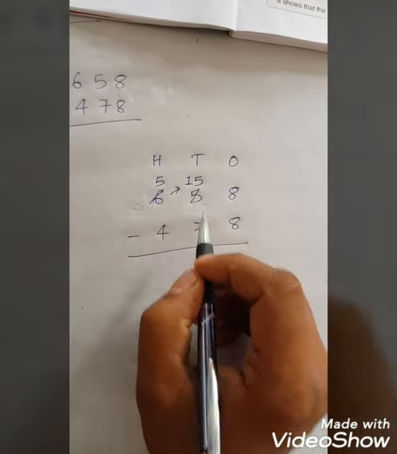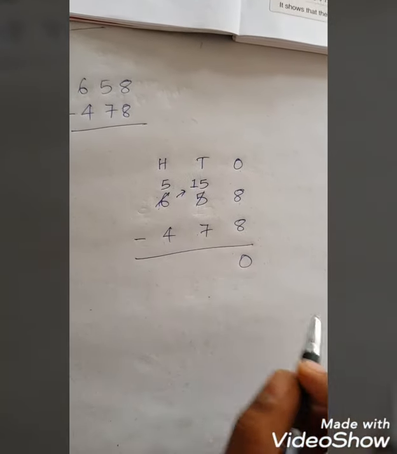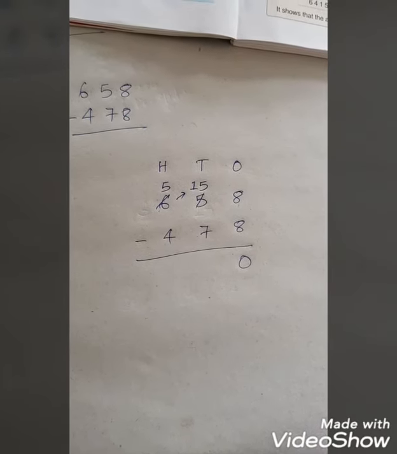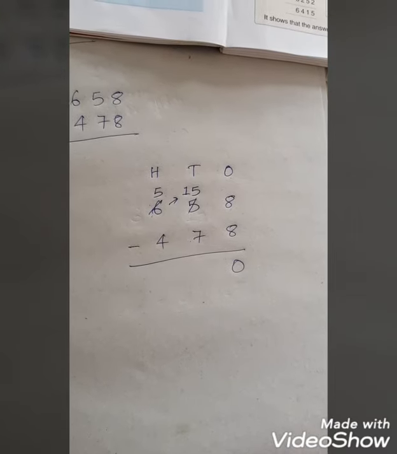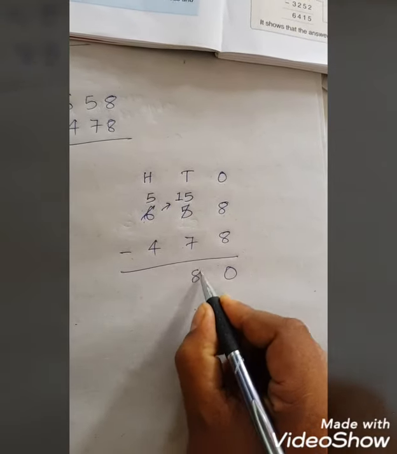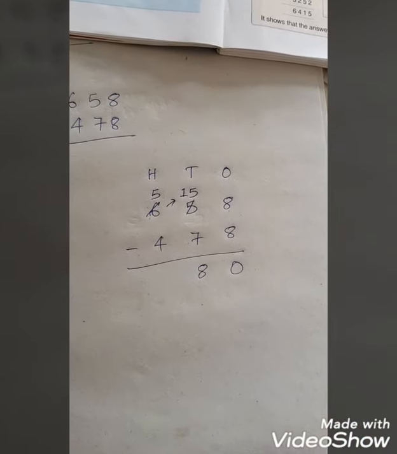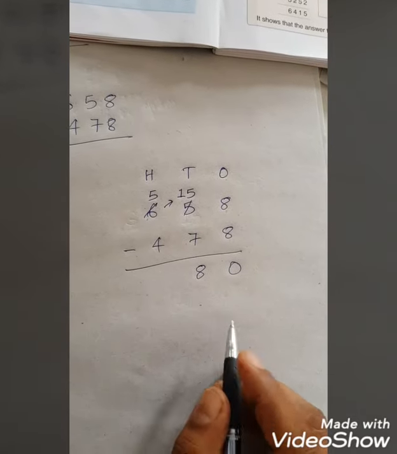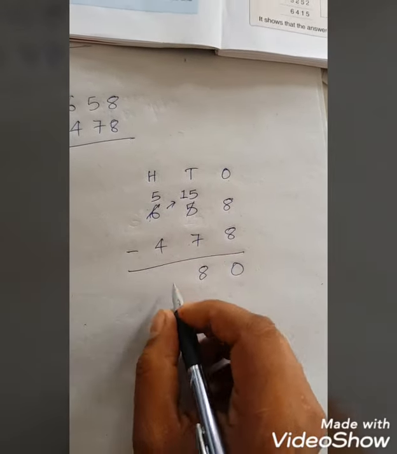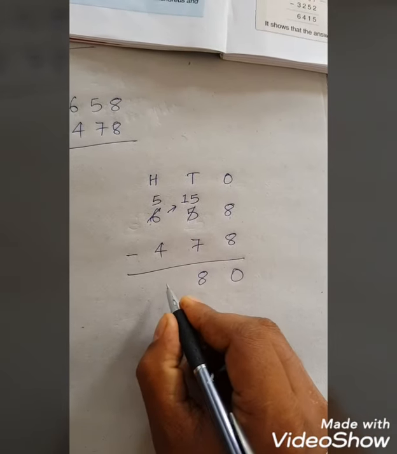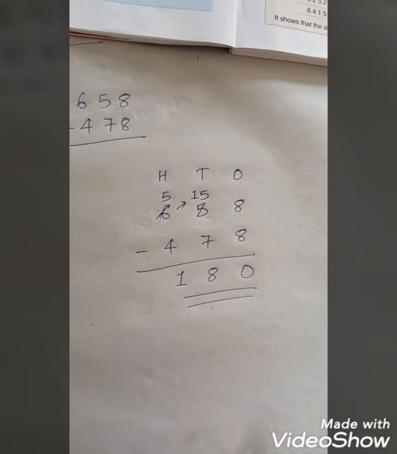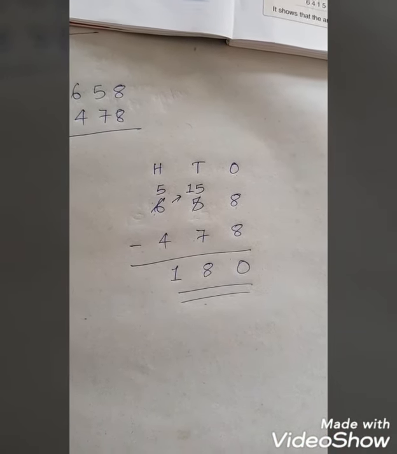Now it's 15 minus 7. Now we can do this subtraction easily. What is 15 minus 7? Can anyone say what is 15 minus 7? Okay, very good. It's 8. Okay, next one is the hundreds column. Here 5 minus 4 is there, so we can do this subtraction easily. 5 minus 4 is equal to 1. So we got the answer 180.